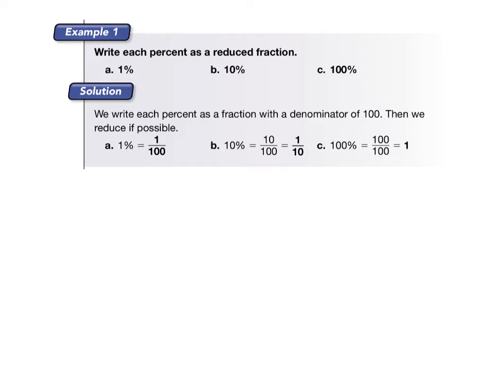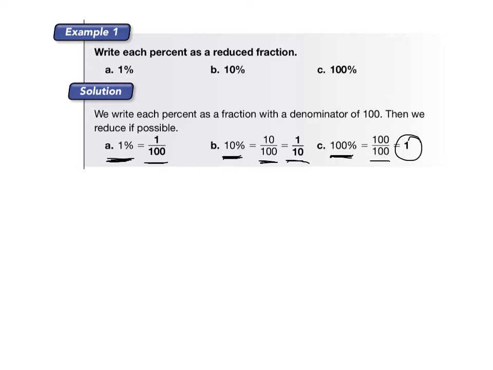All right, here is example 1, so write this down. We're going to take each percent and write it as a reduced fraction. So let's start with 1%. All you do is drop the percent sign, put it over 100, and that is a reduced fraction. For B, we have 10%, so we're going to take the 10, drop the percent sign, put it over 100, and then we're going to reduce this by dividing the top and the bottom by 10, and the reduced fraction is 1/10. The last one is 100%. Drop the percent sign, put the 100 over a denominator of 100, and that reduces to 1.